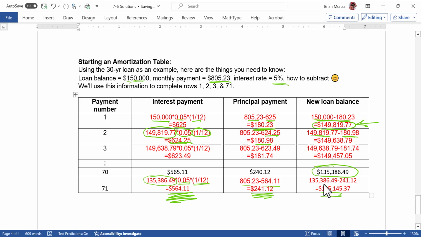And so practicing that just to see how an amortization table is done is kind of a neat exercise. And there's a couple questions like that in Alex.